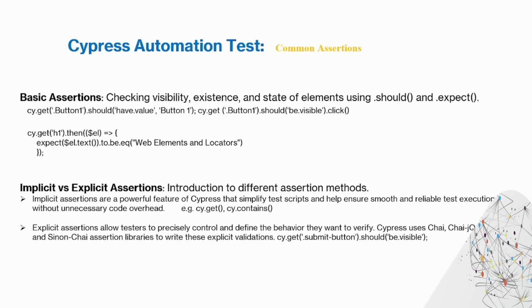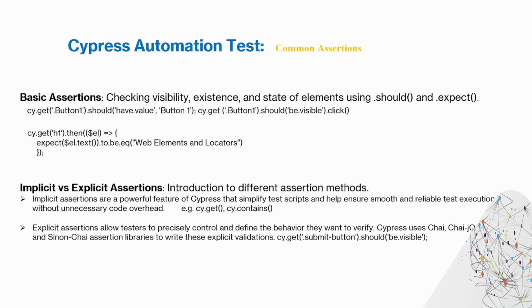In today's video, we're going to talk about common assertion methods that you can use in Cypress automation testing. So let's start with some basic assertions and then talk about implicit versus explicit assertions. To begin with, basic assertions mean checking the visibility, existence, and state of elements using should and expect. And right here we have an example.